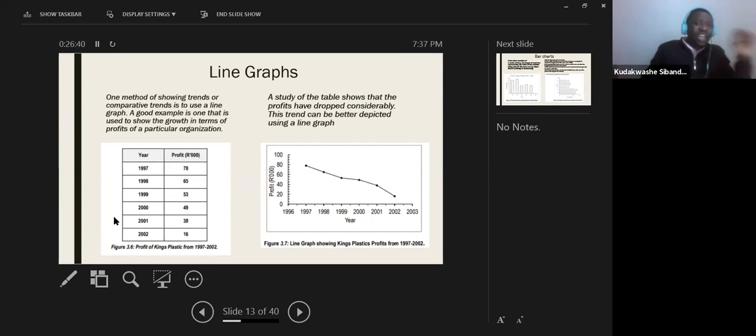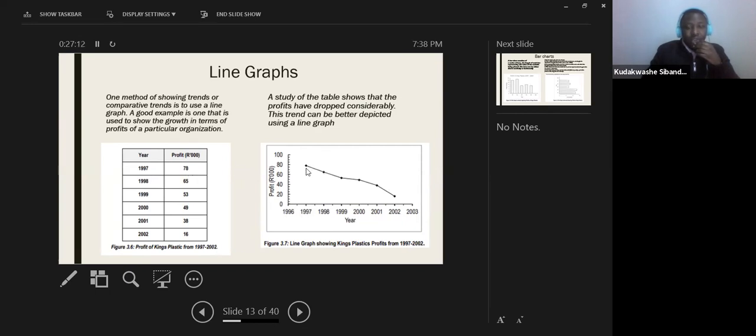From the data on the left, they can't see whether there is a trend that they are following, right? So the best way here, instead of using a table, is to make what is called a line graph, where this here is put on the horizontal axis, and then the profit itself is put on the vertical axis, and then you plot this data, because remember, this one is 78, so 78 is here.